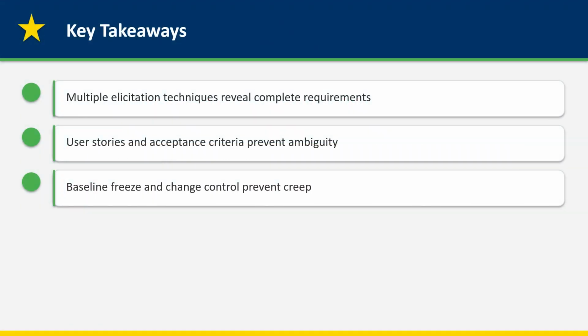Let's summarize today's lecture. Use multiple elicitation techniques including interviews, workshops, observation, and prototyping to reveal complete requirements. Different techniques surface different insights. Use user stories and acceptance criteria to prevent ambiguity. If you can't test it, it's not a requirement, it's a wish. Use baseline freezes and change control to prevent requirements creep. Changes should be welcomed, but they should also be controlled.